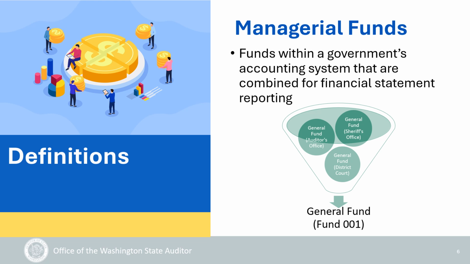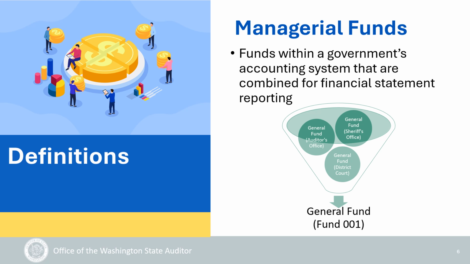Sometimes governments use what we call managerial funds. Managerial funds can be thought of as sub-funds. The government wants to be able to easily track the information for this activity, so it's set up as a fund within their accounting system. Think about a county that has many different departments or functions that are supported by general property taxes, like the auditor's office, the sheriff's office, and the district court. Having these set up as funds in their accounting system makes it easier to pull reports, to get information for each of those departments individually.